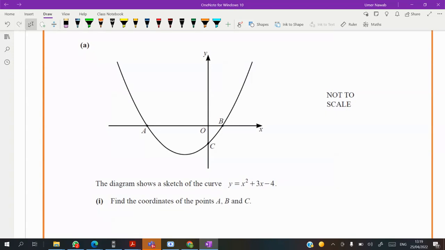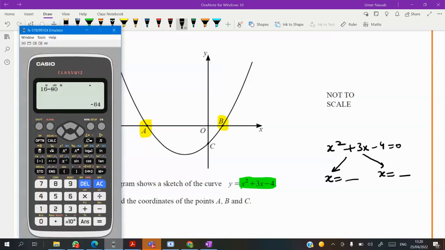Now we have a parabola, and you know that a parabola has x coordinates. That is, the x intercepts where the graph cuts the x-axis. And how do we solve it? We solve the equation x squared plus 3x minus 4 equals 0. When I put it equal to 0, I will get the 2 x values. You can use the calculator or the factorization technique to get the 2 x values, and those will be the x coordinates of A and B.